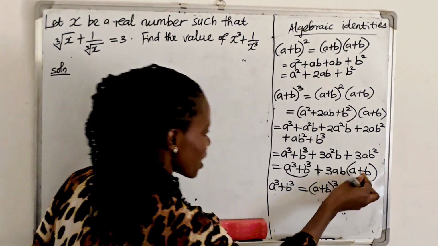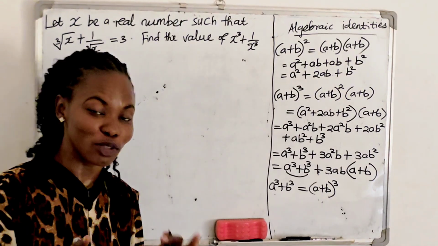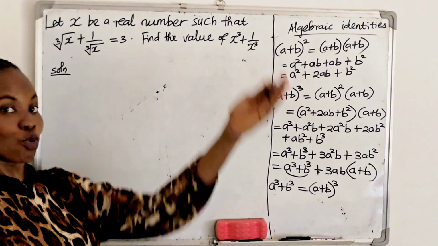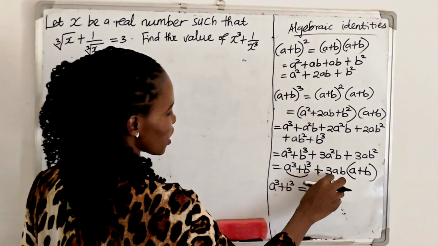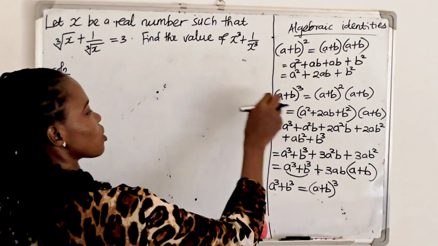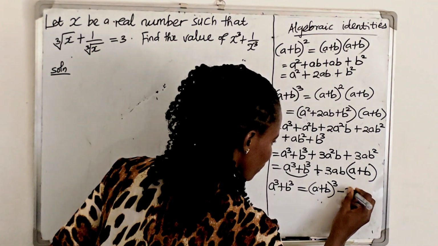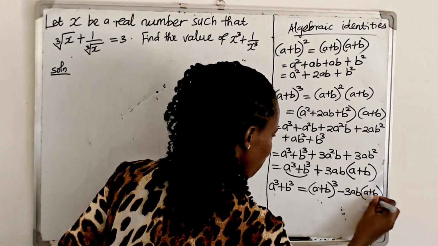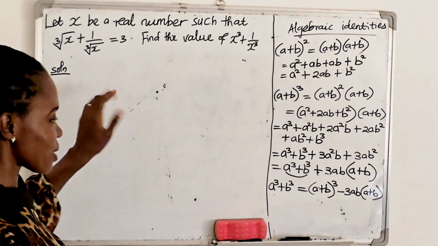This plus 3A will now move to this side to meet it. Remember in my previous video, I told you that whenever a term crosses the equality sign to go to the other side, the sign will change. So this plus 3AB bracket A plus B, the whole of this thing will cross the equality sign and meet it. So the sign will change to negative. So it will be minus 3AB bracket A plus B. Alright, so this is the identity we're going to use to answer this question.